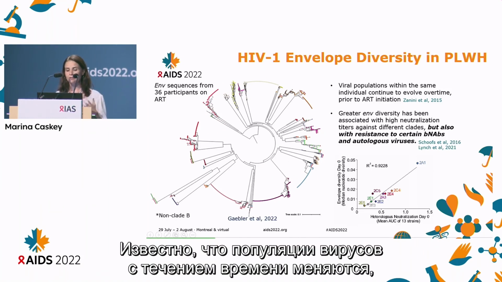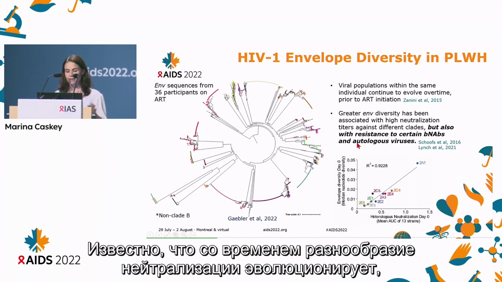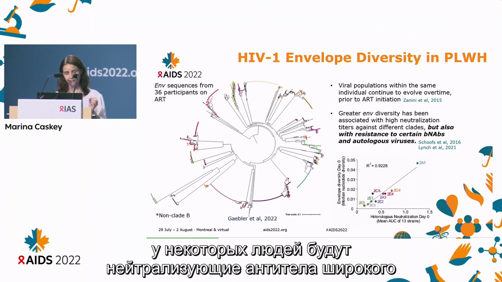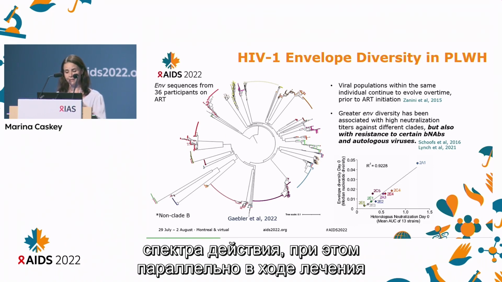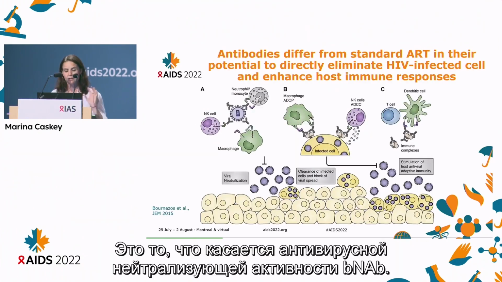It's known that these viral populations evolve over time prior to ART initiation. It is also known that over time, neutralization breadth evolves and some individuals go on to have these broadly neutralizing antibodies, but that also occurs in parallel to developing resistance to such antibodies. So that's about the antiviral neutralizing activity of bNAbs.